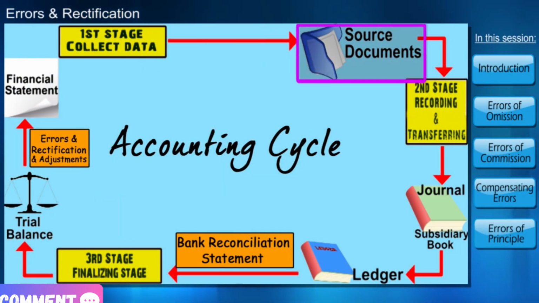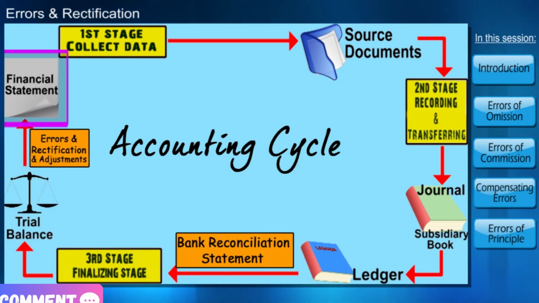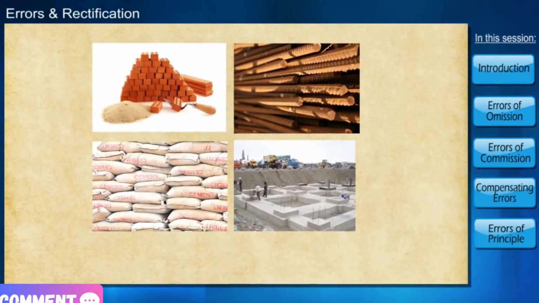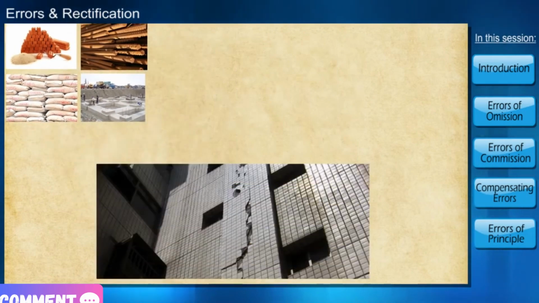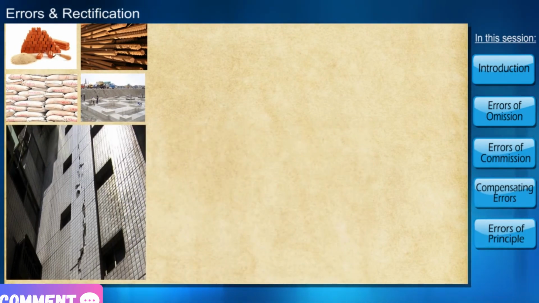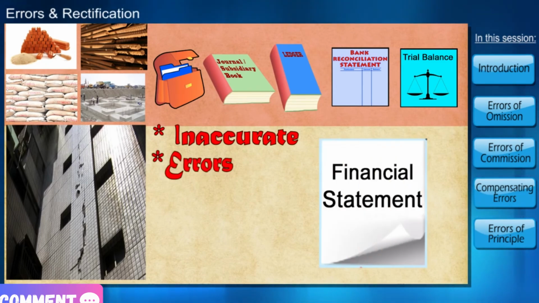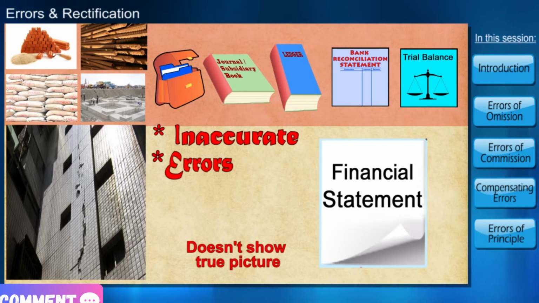We are now in the final leg of the accounting cycle, that is preparing the financial statement. But before we begin, just imagine if the foundation of our building isn't strong, then obviously the building will not have a strong stand. In the same way, if the base we are using to prepare accounting statements is inaccurate and has certain errors, then our financial statements too would not show a true picture of the business.